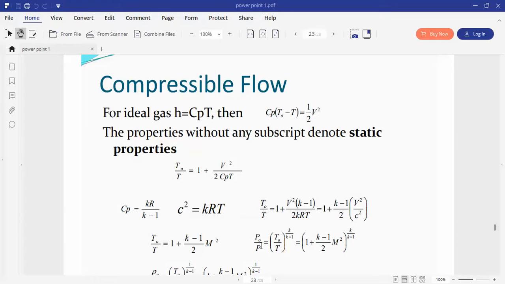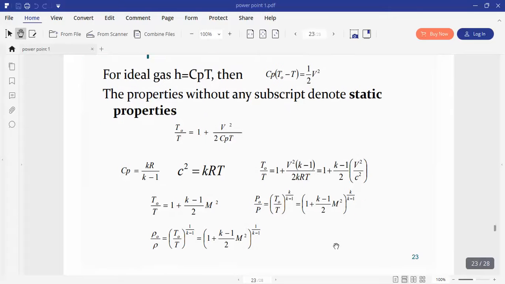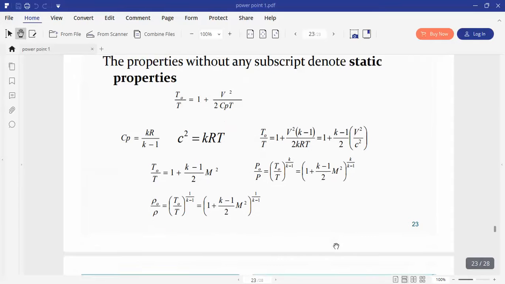As we know, the process is adiabatic, so P naught by P equals T naught by T to the power k by k minus 1, so it becomes 1 plus (k minus 1) by 2 M square to the power k by k minus 1, and rho naught by rho is also equal to T naught by T to the power 1 by k minus 1.